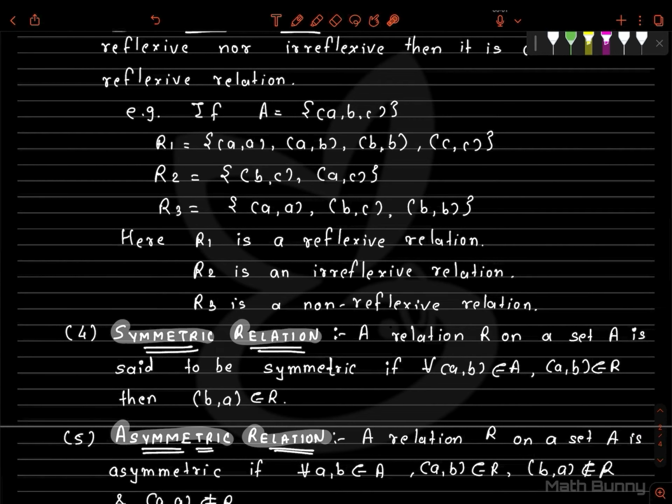Again, what is reflexive? All (a, a) type of elements are present, then it is called reflexive relation. All (a, a) type of pairs are absent, then it is called irreflexive relation, for example, R2. And some are present and some are absent, then it is called non-reflexive relation. For example, R3, in which (c,c) is absent but (a,a) and (b,b) are present.